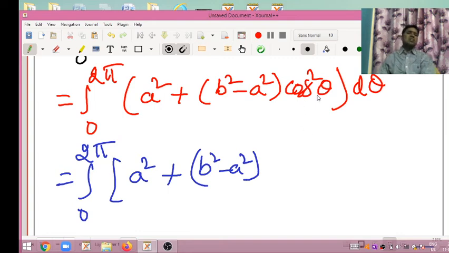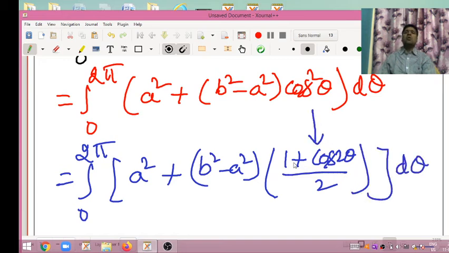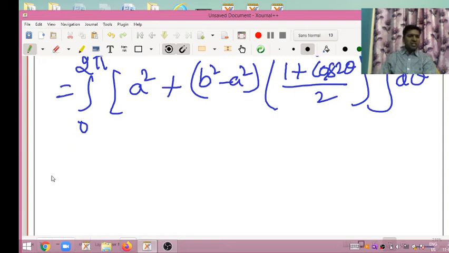We all know the value of cos square theta in terms of cos 2 theta: cos square theta equals 1 plus cos 2 theta by 2, d theta. Now this is ready for integration.